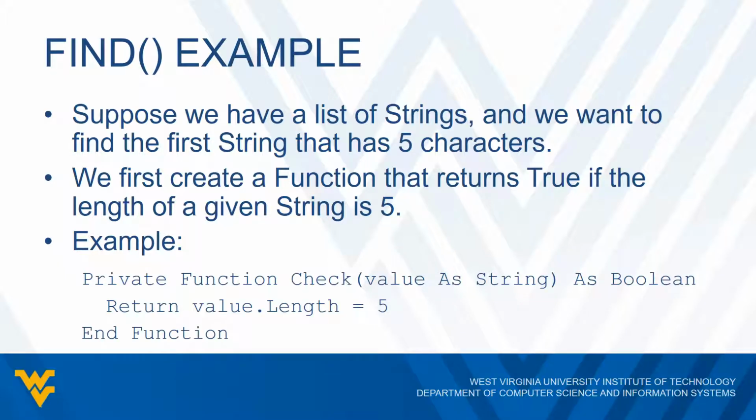We have private function check value as string, and then as boolean to say that we're going to return true or false. In our body, we just say return value.length equals 5. Remember, length gives us the size of the string. So if the length of the string is 5, this is going to return true. Otherwise, it's going to return false.